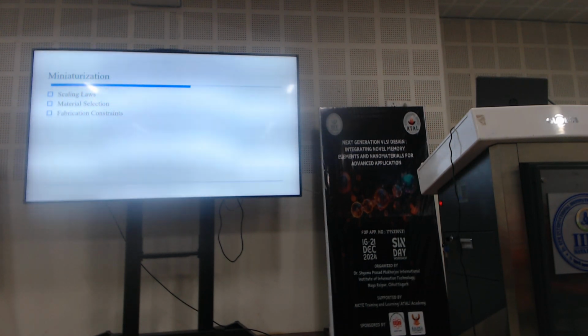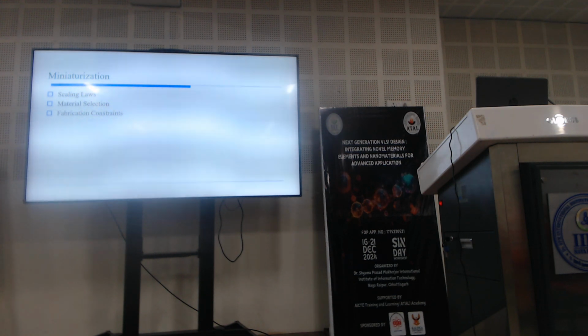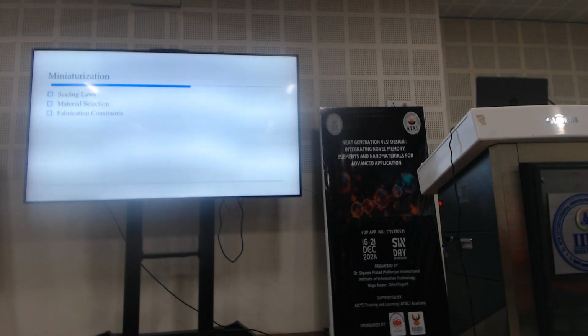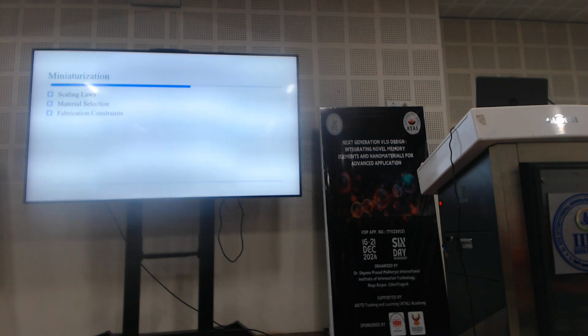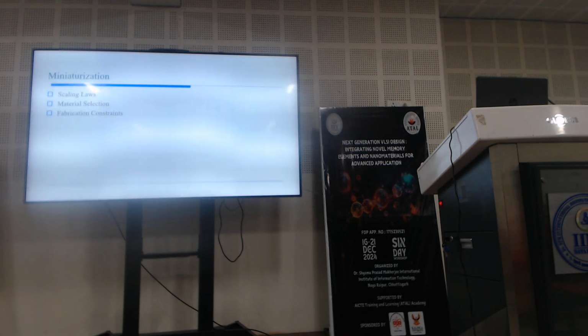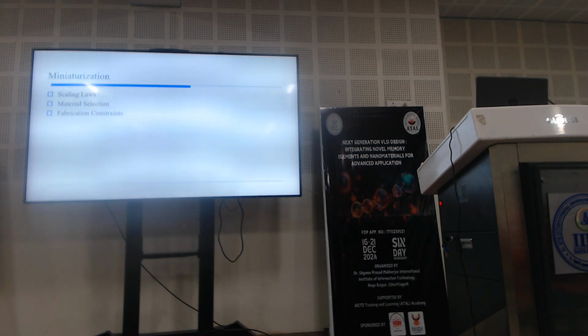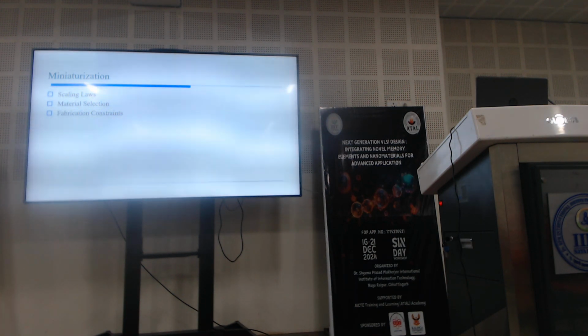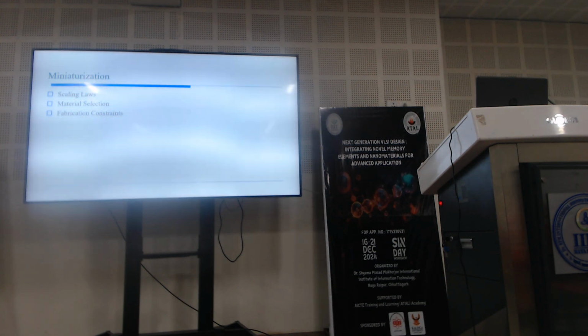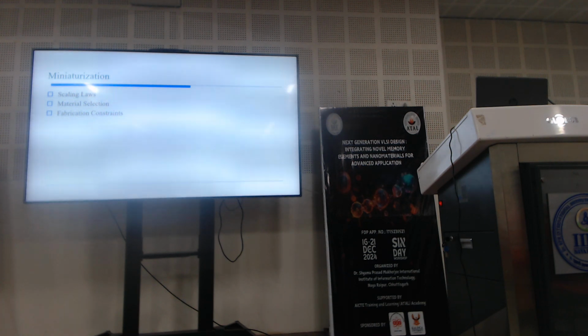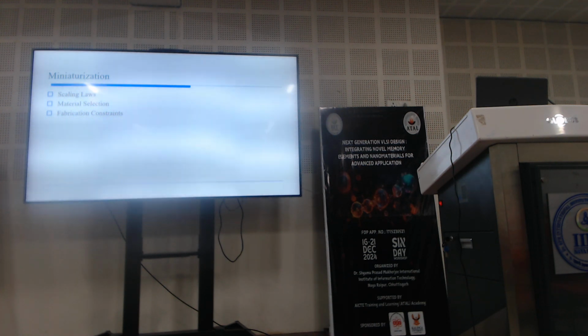First one is scaling laws. According to Moore's law, every 2 years the transistor size should be halved and the number of transistors we integrate should double, as we have learned. For MEMS also we have to do some classification and scaling, and there we can go below 5 micro. If we go below 5 microns, then we can go for nano also. That is one of the important things.